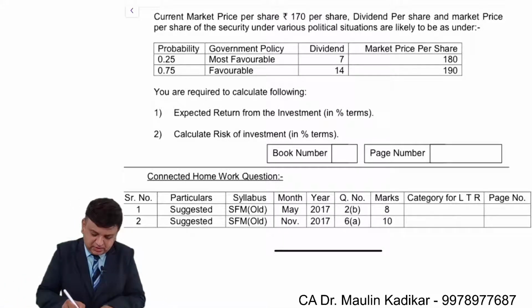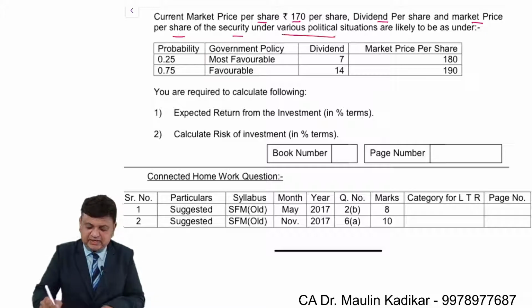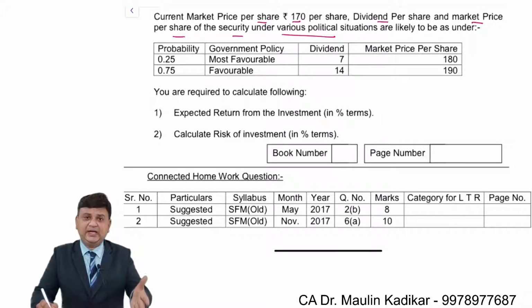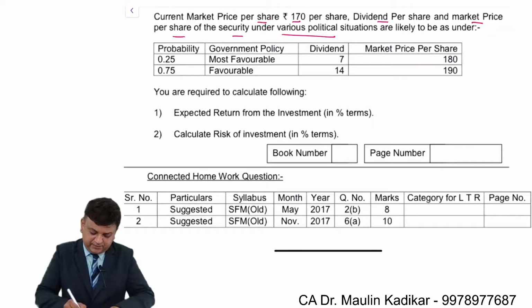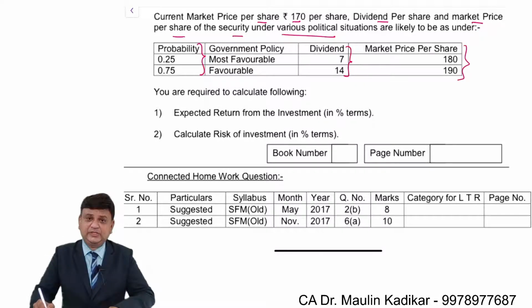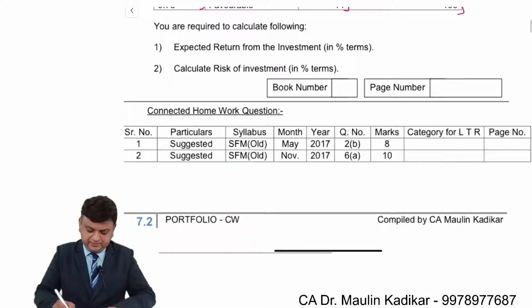Next question. Current market price of the share is 170 rupees per share. Dividend per share and market price per share of the security under various political situations are likely to be as under. Probability is given, dividend information is given, and market price per share information is given. You are required to answer the following questions.